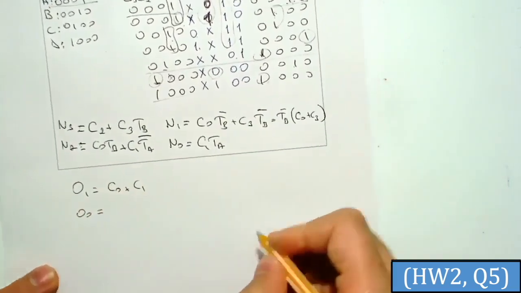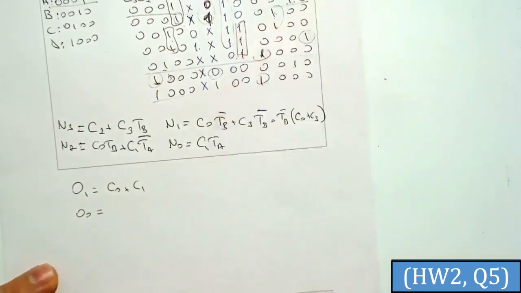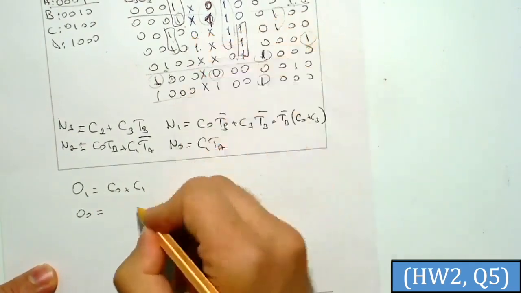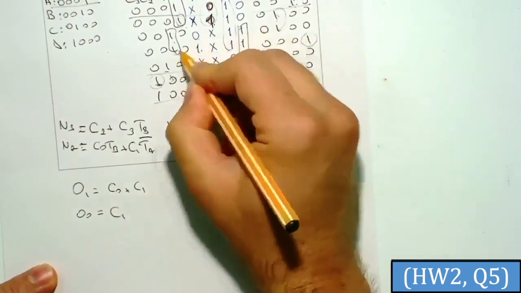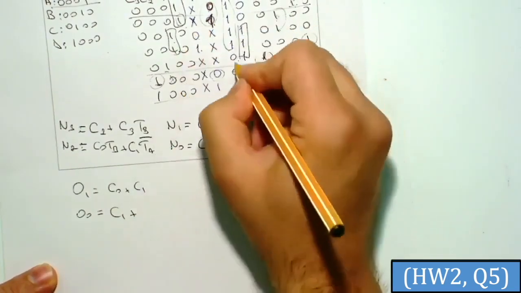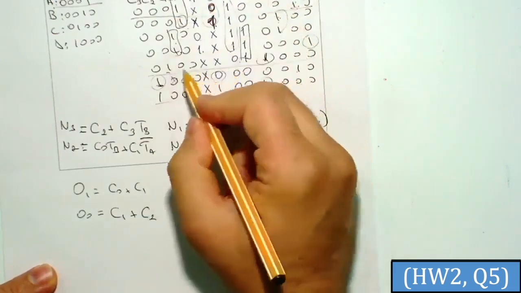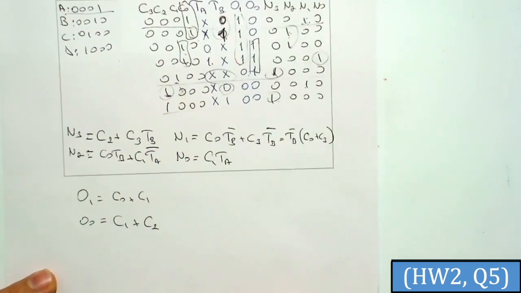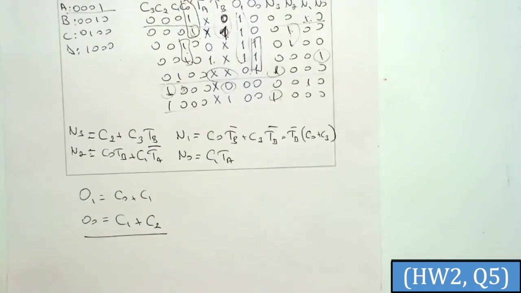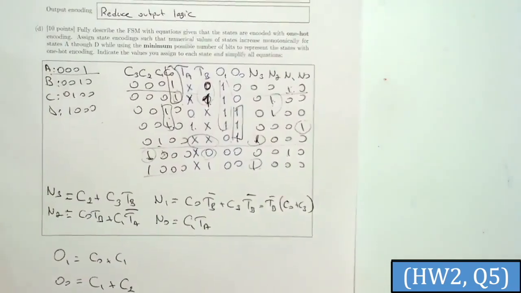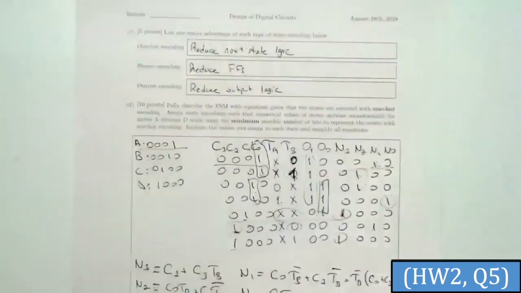For O0, I have ones here. So I have C1, 1, and it also doesn't depend on the TA, or I have C2, 1, and I guess that also doesn't depend on the input, yeah. So these are the Boolean equations for output. Okay. All right, so we will move on to the other one.